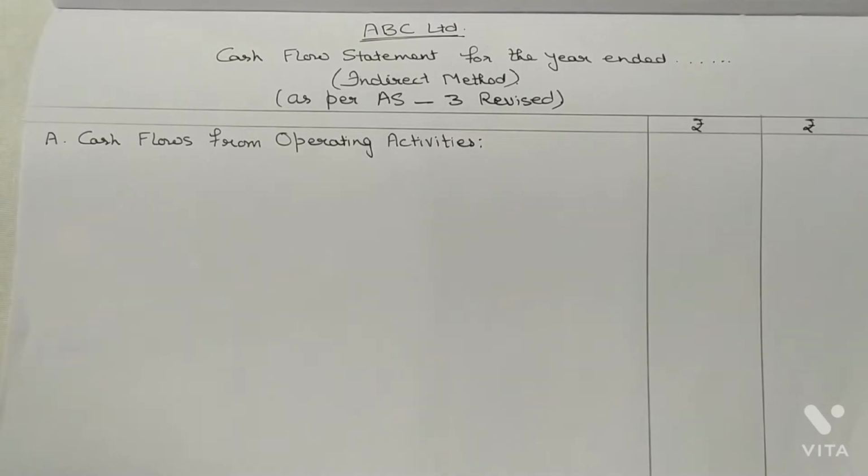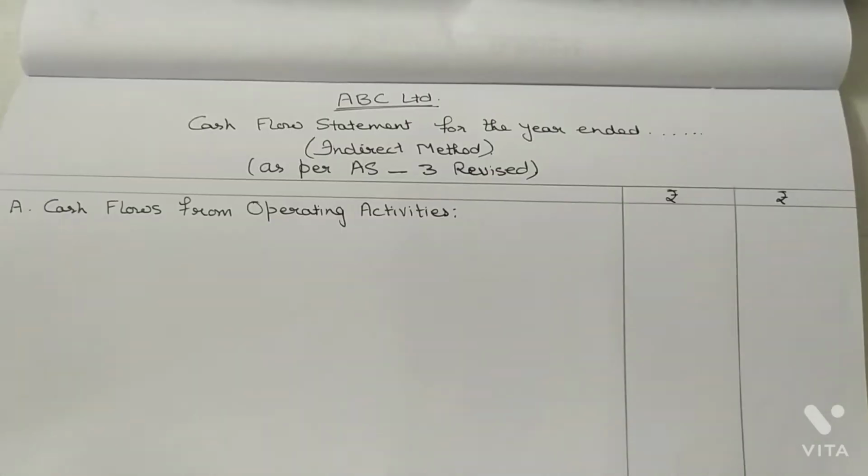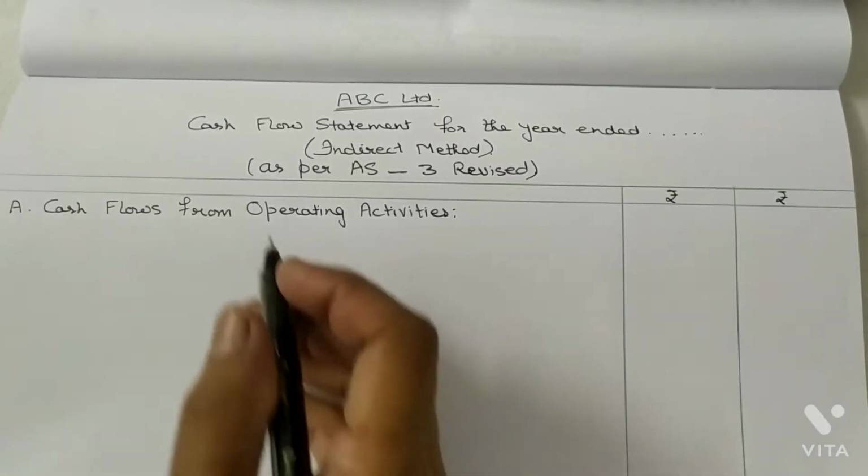Today's topic is the format of the cash flow statement. As I have already told you in earlier videos, the cash flow statement consists of three activities. Number one is operating activity, number two is investing activities, and number three is financing activity. Let us start with the format.